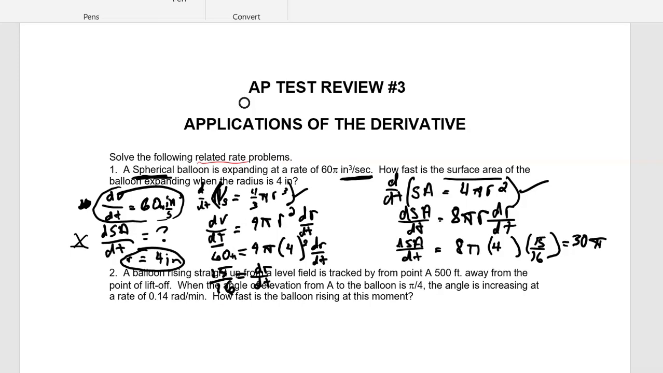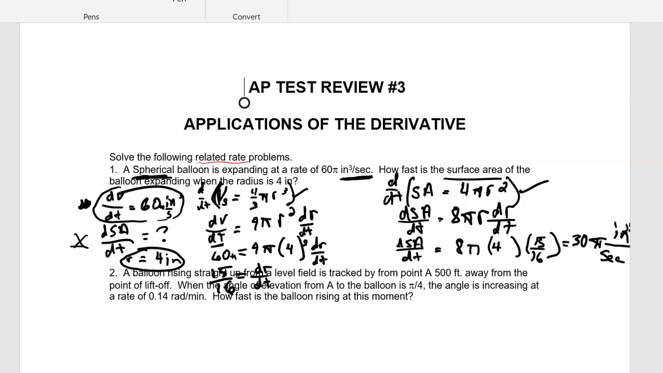If this is free response, which again, pretty commonly an element of this is, they would almost certainly ask you for your units. This is the change in surface area with respect to time. So for us, that would be inches squared, our change in area with respect to time, which is getting measured in seconds.